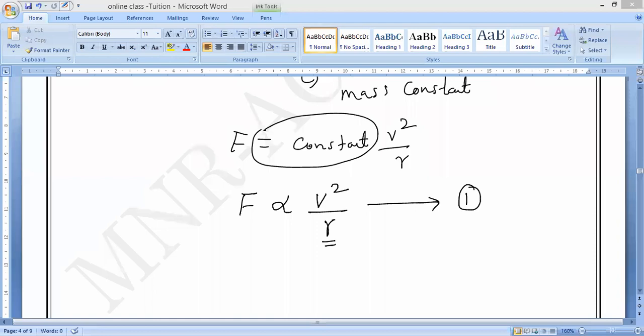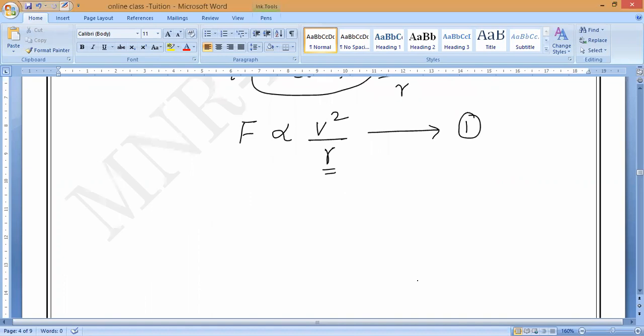You know that when the object is revolving in a circular path, what is the speed formula? Anybody from the first chapter? What is the speed formula? Equal to distance by time. Hey, from the first chapter, circular motion. Simply 2 pi r by time. 2 pi r by t.